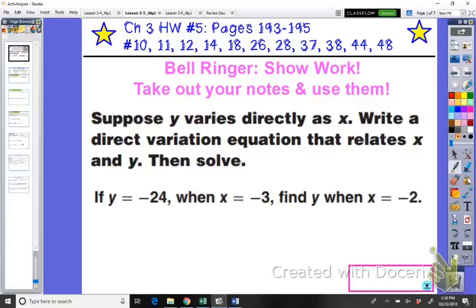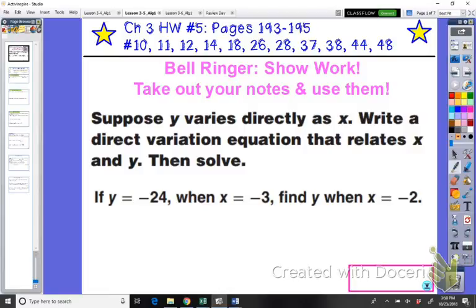This bell ringer, so pause the video, take out your notes from yesterday and use them to figure out, suppose y varies directly as x, write a direct variation equation that relates x and y and then solve it. So if y is negative 24 when x is negative 3, find y when x is negative 2. So like I said, pause the video, take some time to solve it either on scratch paper on the back of your notes or on a whiteboard, and then check your answer.